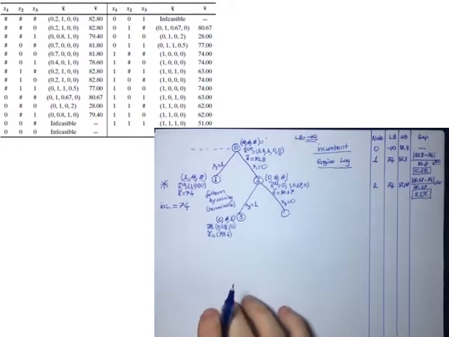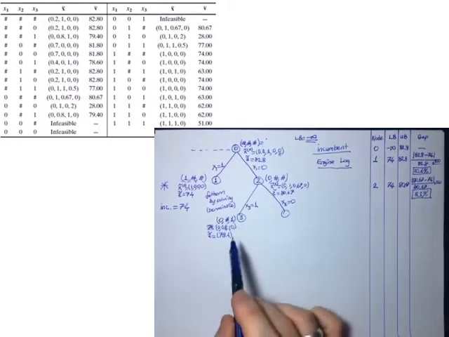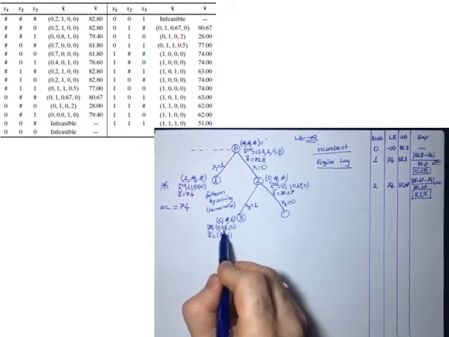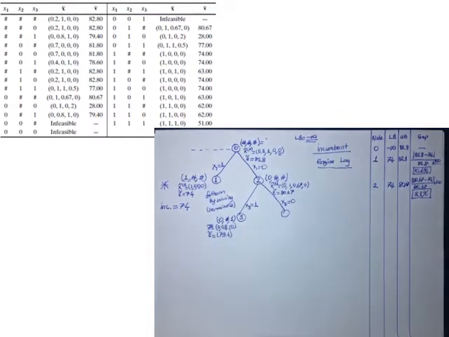Okay, now I need to make a decision about this node. Shall I branch or fathom? If you look, you cannot fathom because of infeasibility. You cannot fathom because of integer feasibility, because x2 is non-integer. Can we fathom because of bound?